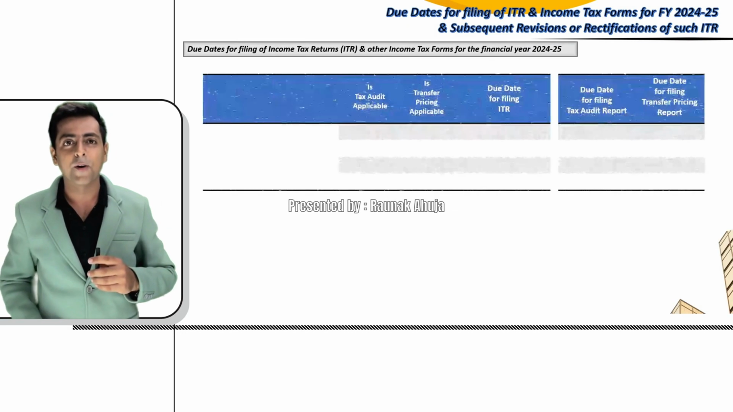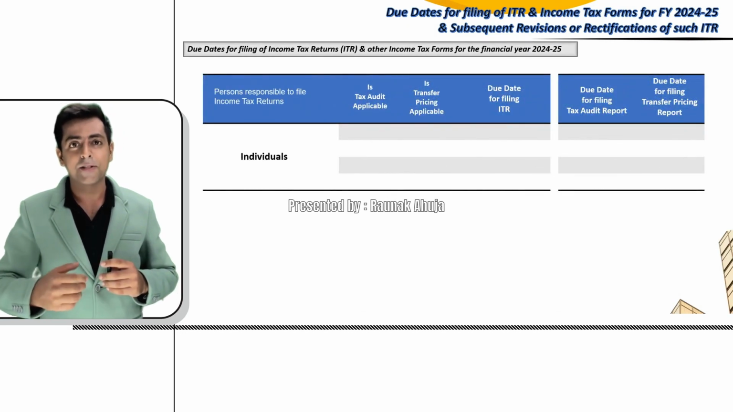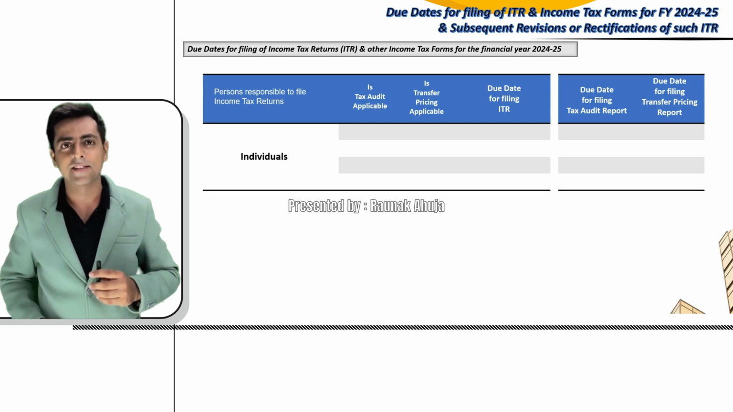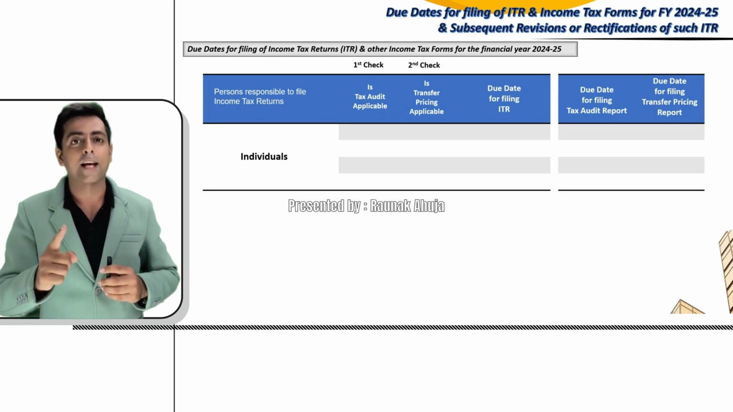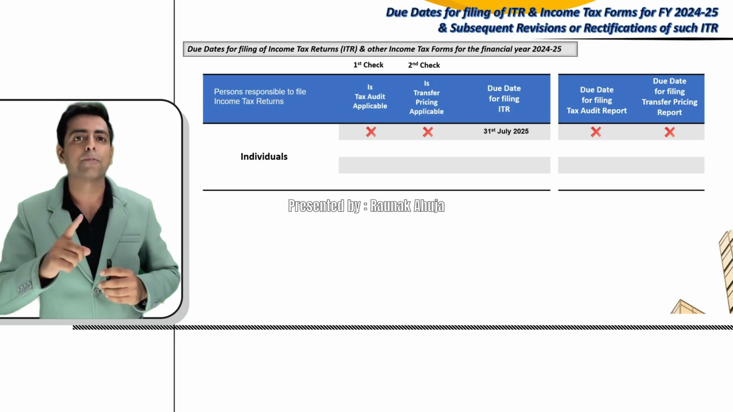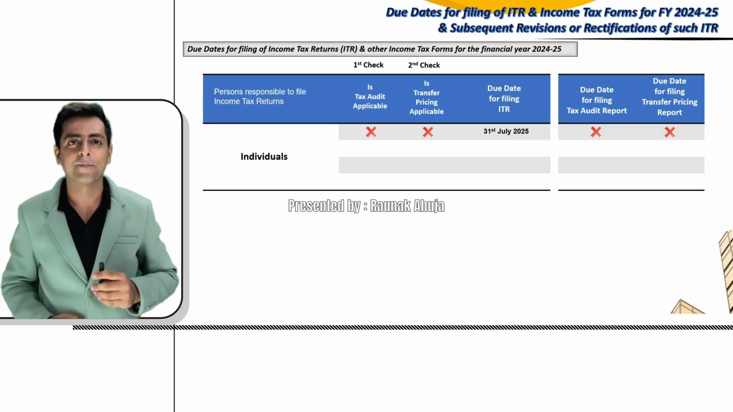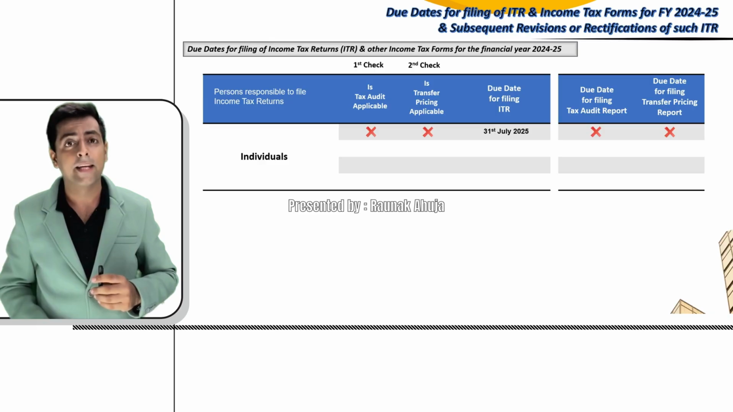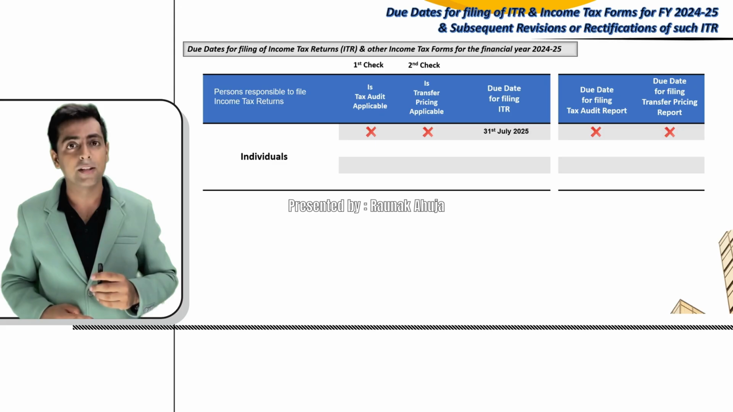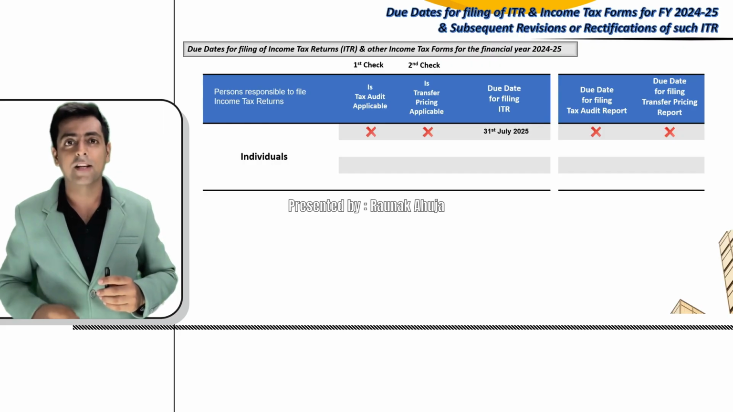So let's begin with the due dates for individuals. The due dates of ITR in case of individuals will be determined as per two conditions. The first one is whether the tax audit report is applicable to the individual or not, and the second one is whether the transfer pricing provisions are applicable or not. In the first case, if neither the tax audit nor the transfer pricing provisions are applicable to the individual, then in such a case, the due date for filing of ITR would be 31st of July 2025. In such a case, neither of the two audit reports would be required to be submitted.